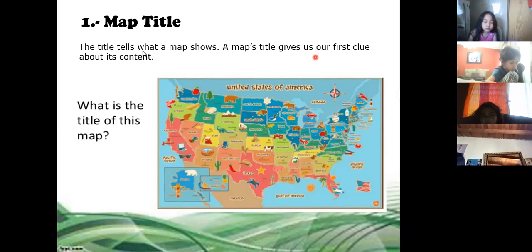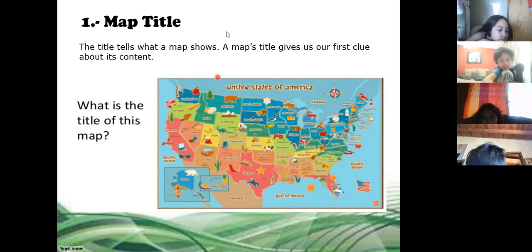Now, remember that a map title is this, United States of America. It is showing you what the map is about. If you read the title, United States of America, you know that the map is going to be about this country. So that's the first information that you get, okay? This map is going to be about the United States. Now, the map title, remember, is on top. It's at the beginning of the map. All the maps must have a title.